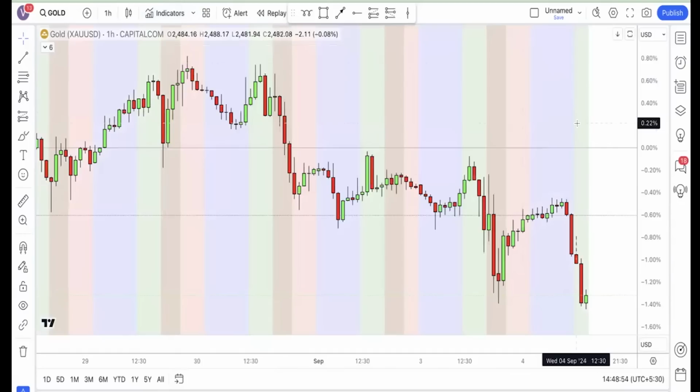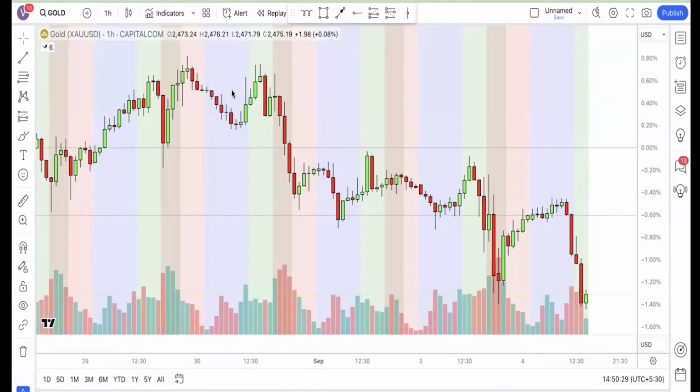Once you plot it on your chart, it will show you all the sessions in color coding. The blue color you are seeing is the Asian market. The green color is the European market. And the red color is the US market. And you can also see that there is a brown color here. What is that brown color?